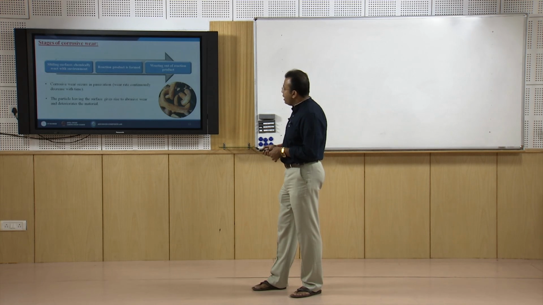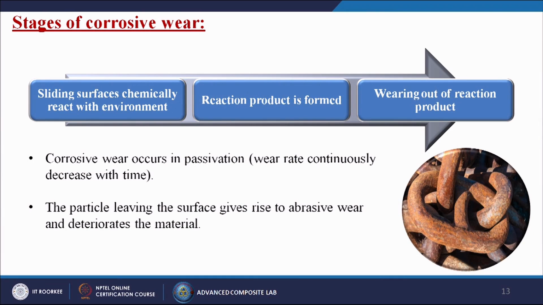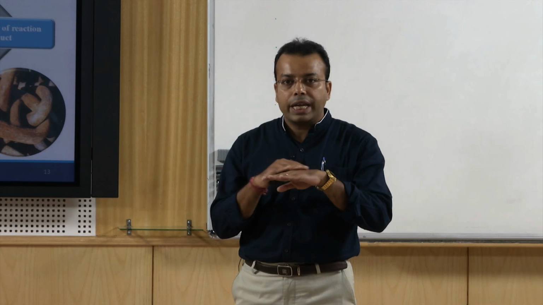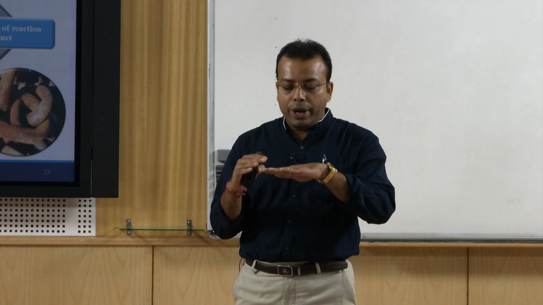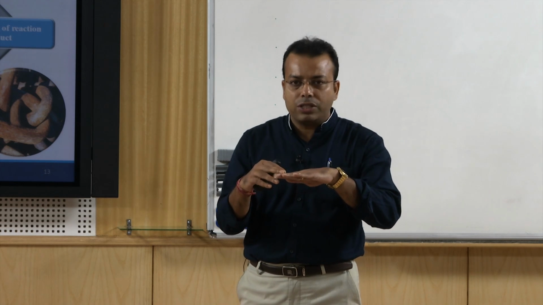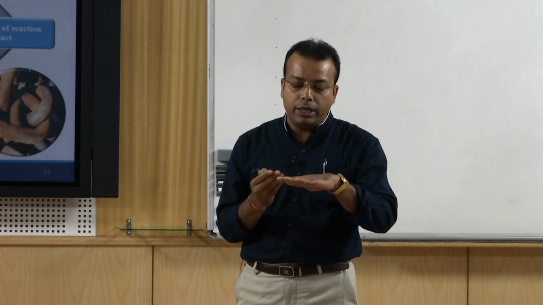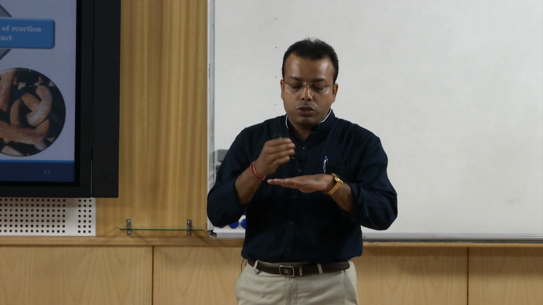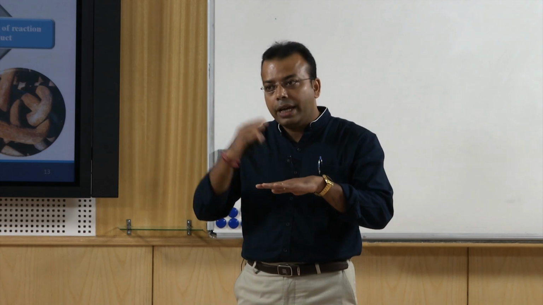So, there are several stages of corrosive wear. First, the sliding surfaces chemically react with the environment, then a reaction product is formed, then the reaction product wears out. Corrosive wear occurs in passivation, and the wear rate continuously decreases with time, because corrosion generally takes place on the surface. When you have a new surface area, in technical terms we can call it a virgin surface area, it can react easily with the environment.